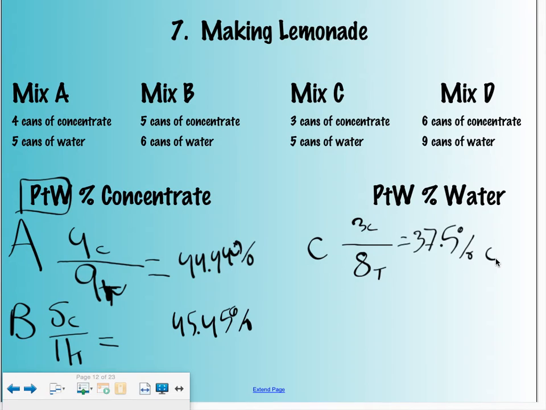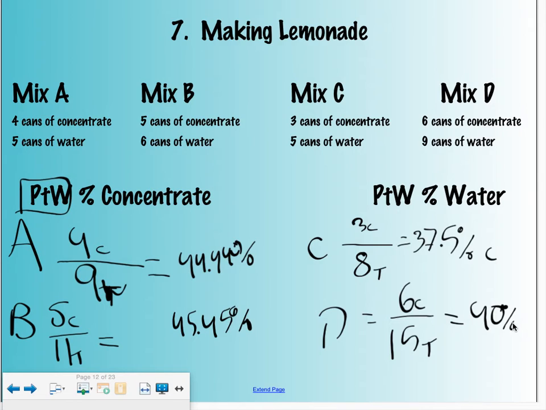And finally, if we would do D, it would be 6 concentrate over 15 total. Divide that, multiply by 100 to get 40% concentrate. So, this is percent concentrate, so you compare concentrate to the total juice, lemonade, whatever.